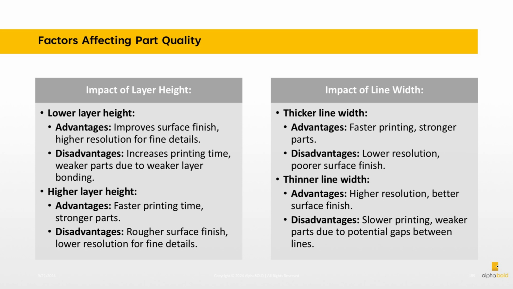Impact of line width. Thicker line width. Advantages: faster printing, stronger parts. Disadvantages: lower resolution, poorer surface finish. Thinner line width. Advantages: higher resolution, better surface finish. Disadvantages: slower printing, weaker parts due to potential gaps between lines.